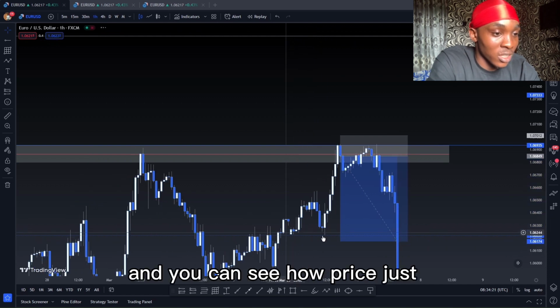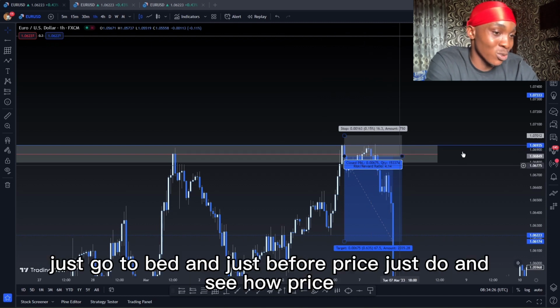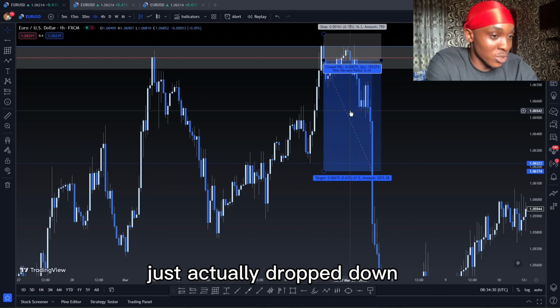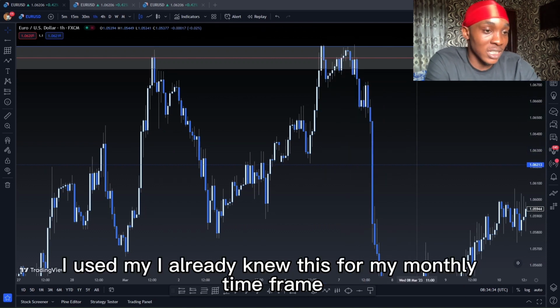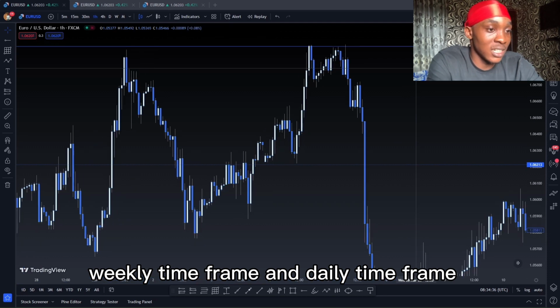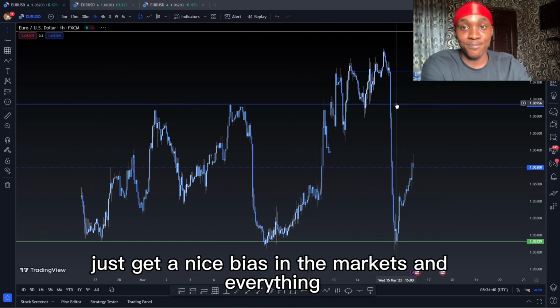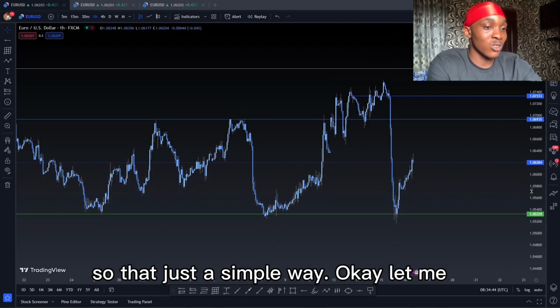Yes, around here. And you can see how price just drops. You drop your stop loss and just go to bed and just wait for what price will do. And see how price just actually drops down. I already know this from my monthly time frame, weekly time frame, and daily time frame, and how I can all synchronize these things to just get a nice entry in the markets and everything. So that's just a simple way.